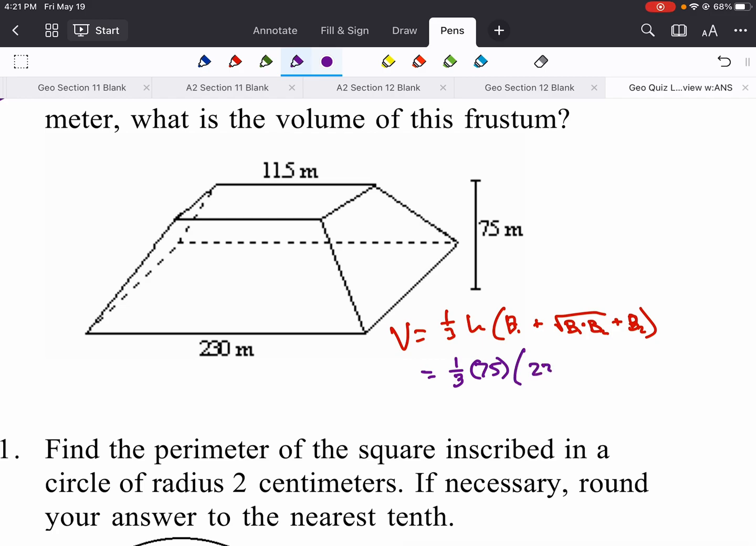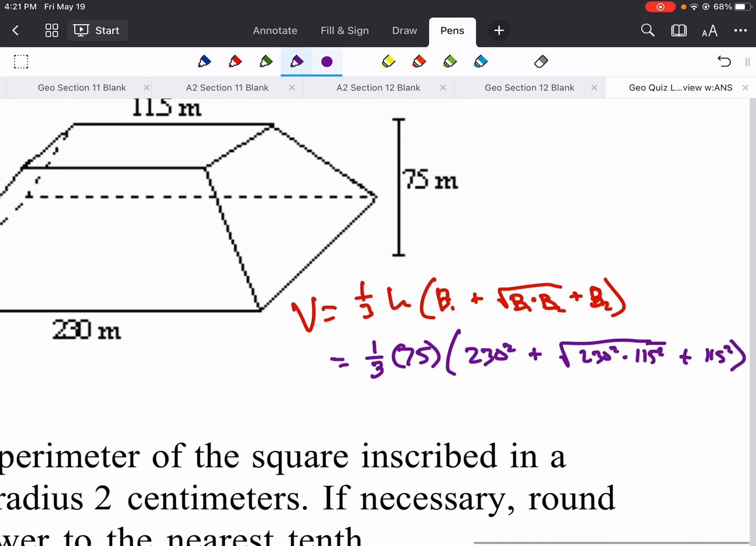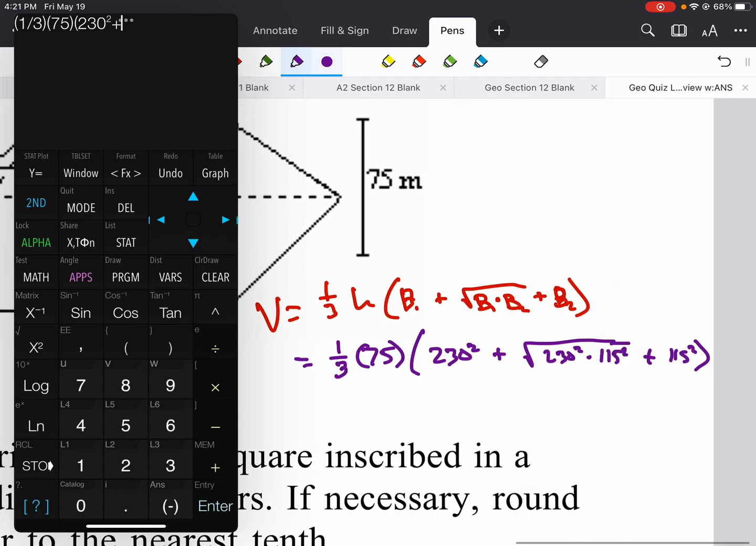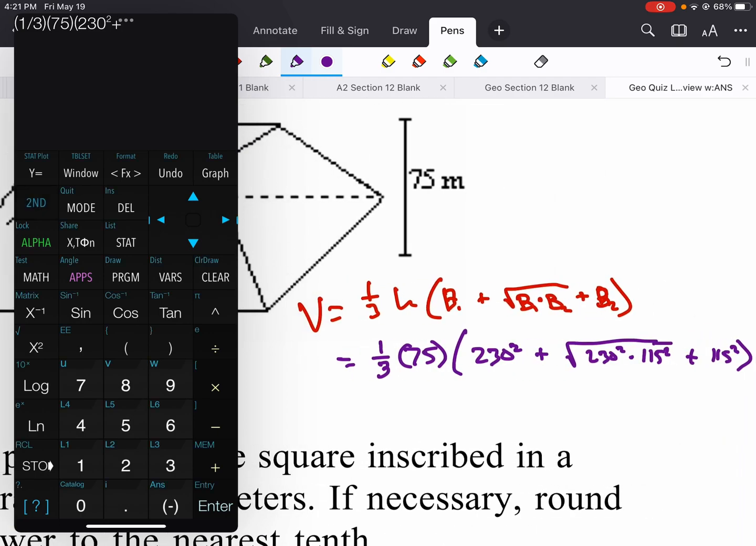And then this would be 230 squared plus the square root of 230 squared times 115 squared, and then plus 115 squared. Okay, and then this you can throw entirely in the calculator. So let's do that again, because they're so fun when you do that. 1/3, 75. And then we got 230 squared plus, right, it's 230, yeah, plus the square root of 230.